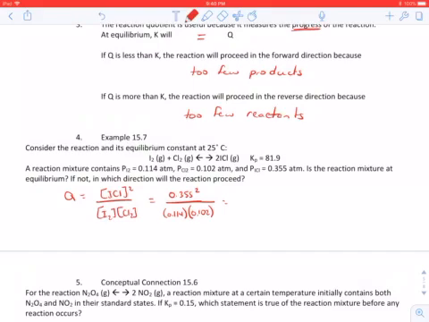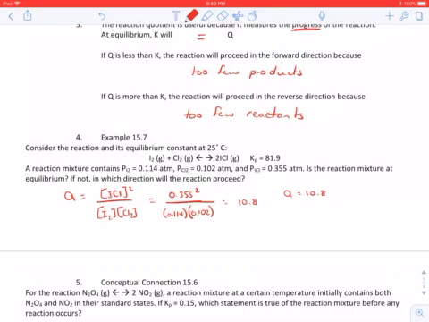So, plugging it in our calculator, we've got 0.355 squared, and we're going to divide that by 0.114, and then divide it again by 0.102. This gives us Q, if I did my math correctly, 10.8. So Q is equal to 10.8.